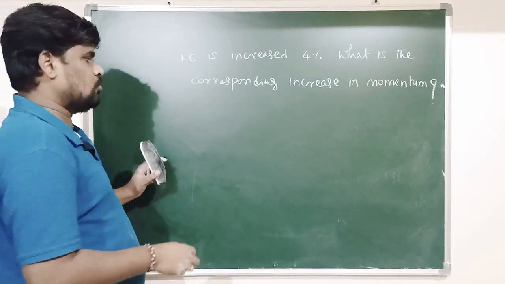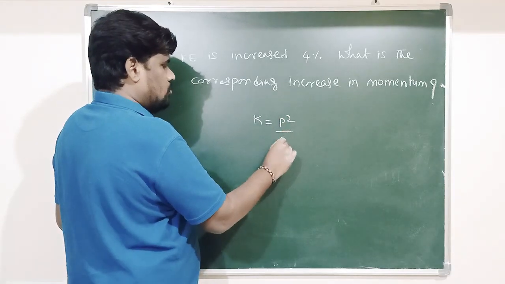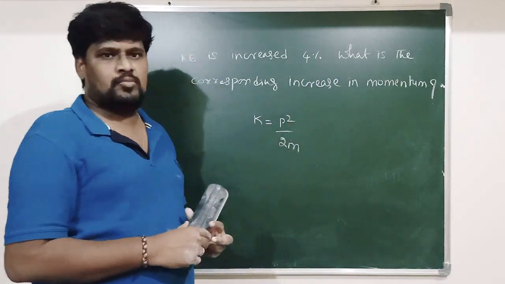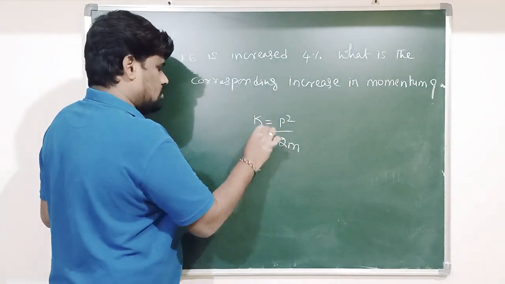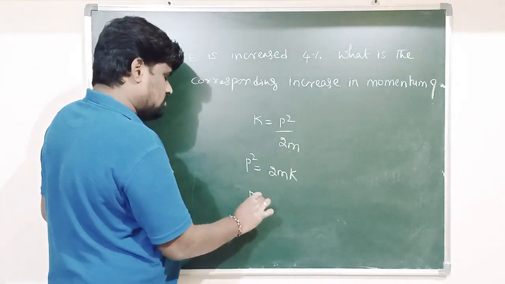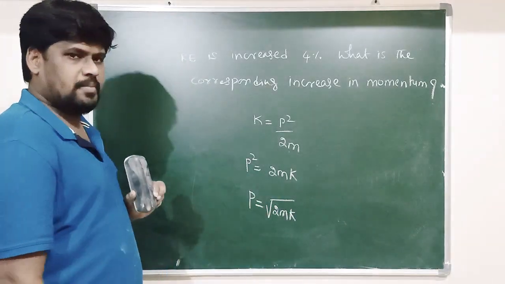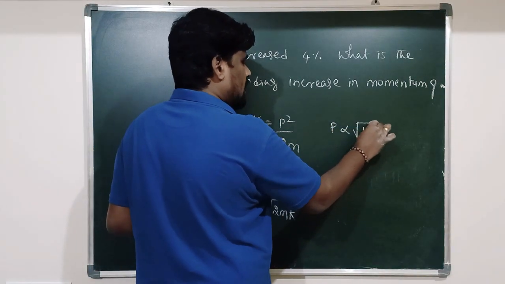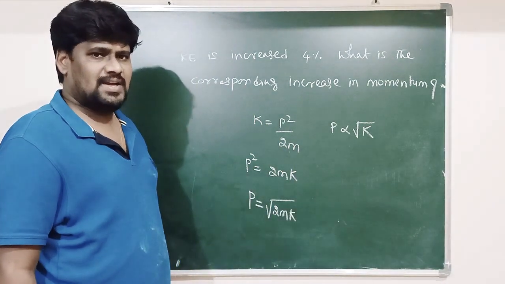Once again I will go for the energy-momentum relation. What is the energy-momentum relation? It is given by K equals P square by 2m. This time we have to calculate the corresponding increase in momentum. Therefore the momentum can be written as P square equals 2mK, or P equals root 2mK. As the mass of the body remains constant here, the momentum is directly proportional to the square root of the kinetic energy.